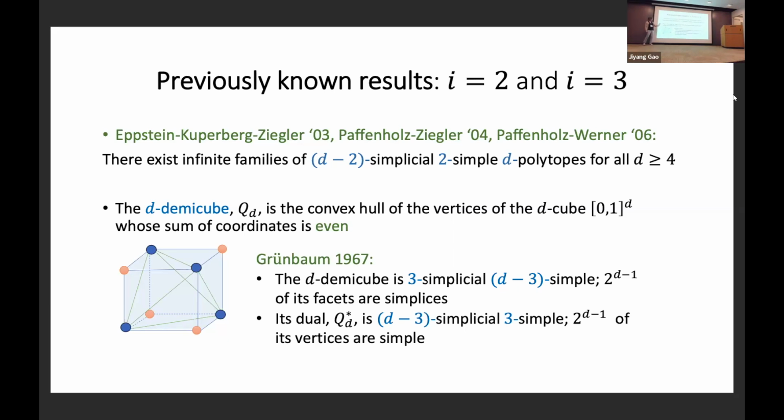You can see that because you can imagine obtaining the polytope by truncating all odd vertices, and truncating each such vertex gives us a simplex facet. And of course, if you dualize and look at the dual of the d-dimensional demi-cube, the result is d minus 3 simplicial, pretty simple, and it has vertices of degree d. I'm going to call such vertices simple vertices. Not all of them are like that, but there are 2 to the d minus 1.